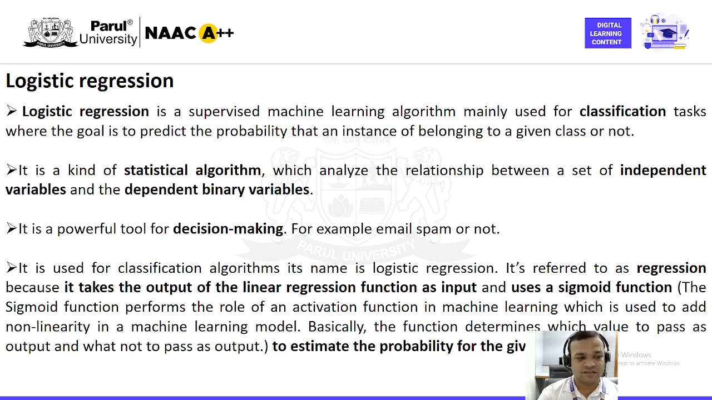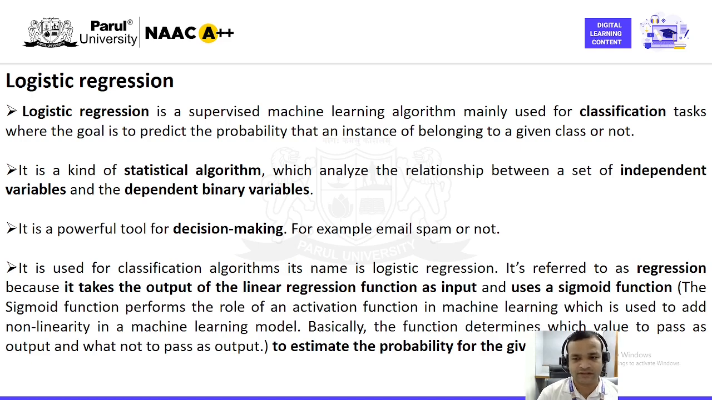Okay, so regression means what? Why do we use this word regression here? It's referred to as regression because it takes the output of the linear regression function as input, because the linear regression function has a real, continuous value. So a continuous value is the input, and it uses the sigmoid function to estimate the probability of that particular given class.